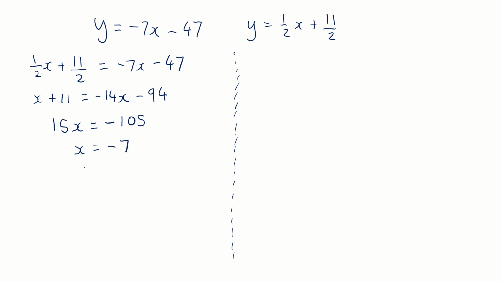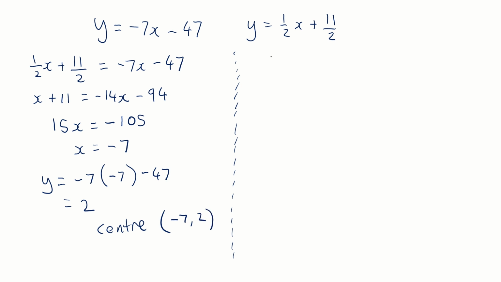Funnily enough. Brilliant. So that's the x coordinate of the center. What about the y coordinate? Well, take our x value of the center and plug it back into the line. And so therefore that will get us 49 take away 47, which is 2. So the center of the circle is minus 7, 2.